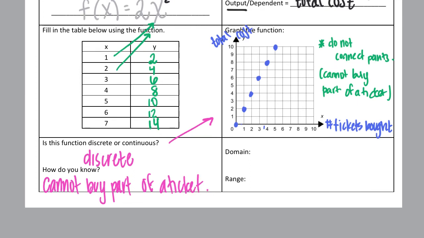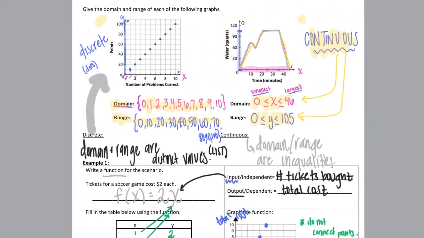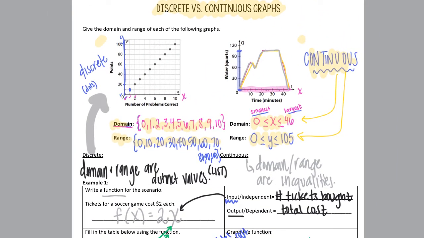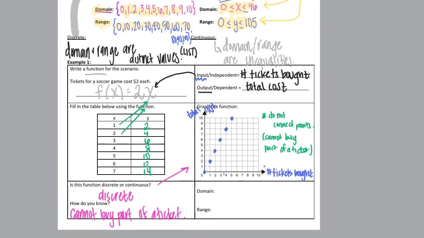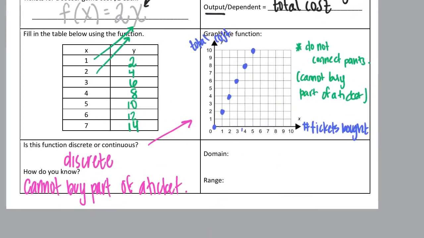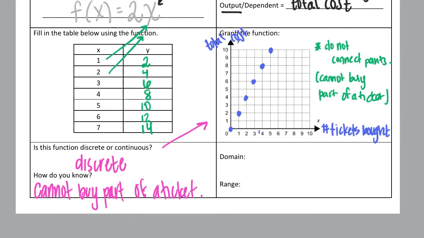Now, keep in mind when we're listing our domain and range, how we found our domain and range of the graphs above. When we found our domain of a discrete graph, we just listed the specific x values. So we're going to do that when we find domain and range in this piece.